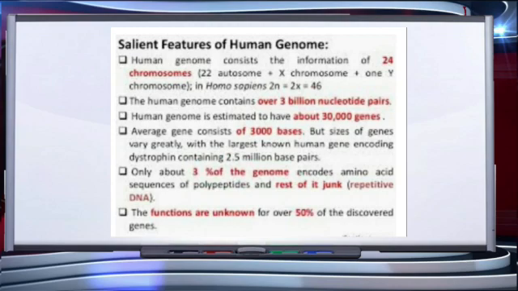Less than 2% of the genome codes for protein. The average gene consists of 3000 bases, but sizes vary greatly. Chromosome 1 has the most genes, that is 2968, and the Y has the fewest, that is 231 genes.